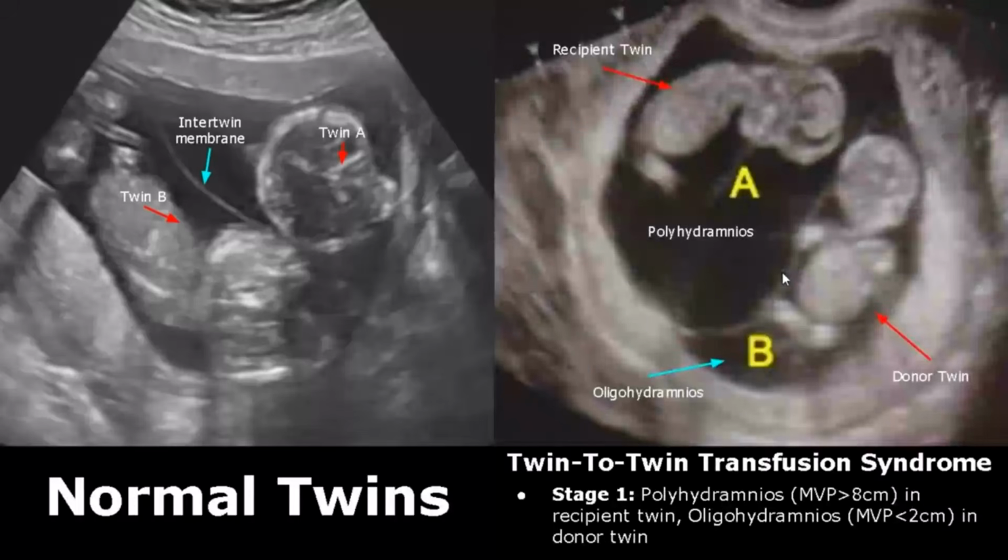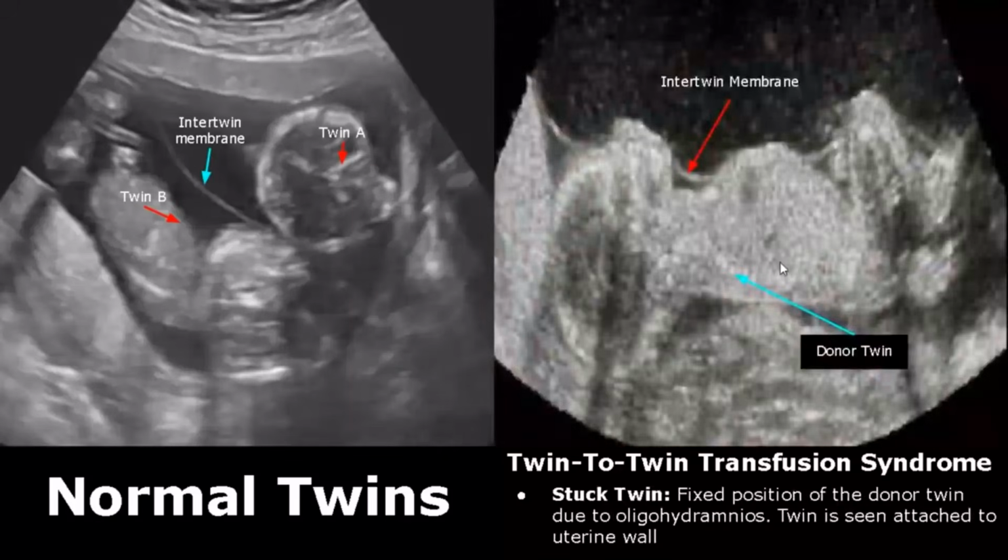Twin-to-twin transfusion syndrome has 5 stages. In stage 1, polyhydramnios is seen in one twin and oligohydramnios is seen in the other twin. The twin suffering from polyhydramnios is the recipient twin and the twin suffering from oligohydramnios is the donor twin.